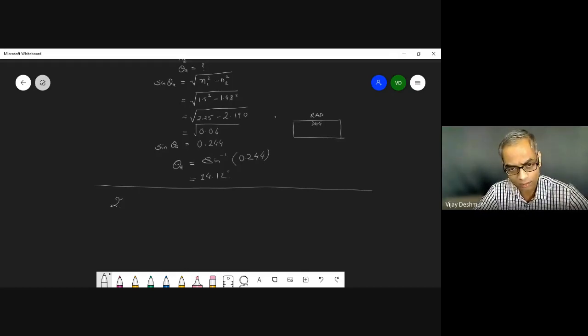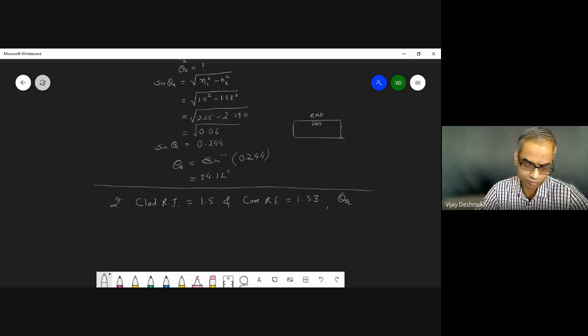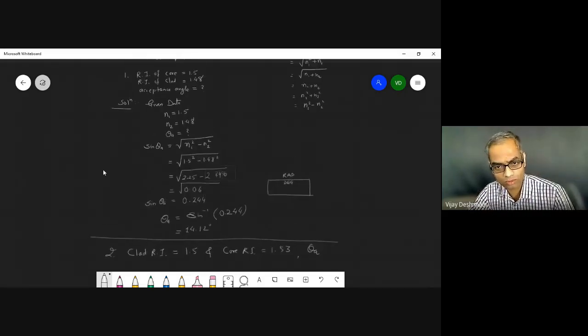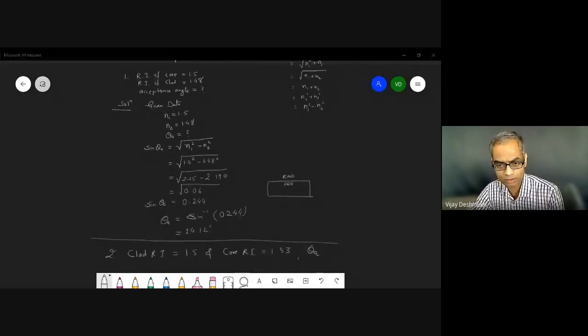Now let us take another problem where the clad refractive index is 1.5 and core refractive index is 1.53. So you can calculate the theta A. I won't tell you how to solve this. You already solved one, and you can see the screen and solve it, and just type your answer in the chat box.